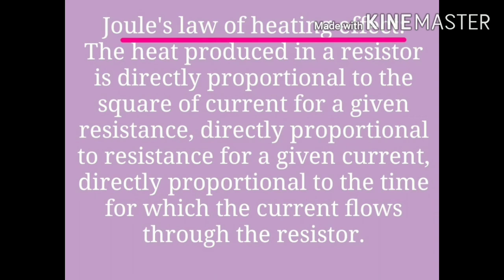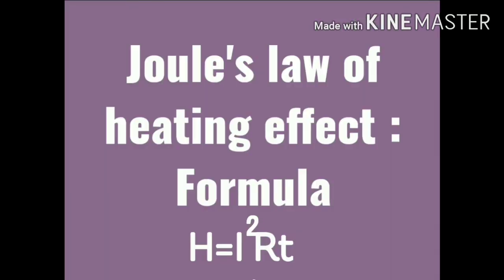Directly proportional to the resistance for a given current and directly proportional to the time for which the current flows through the resistor. And the formula is H equals I square RT, where I stands for current, R stands for resistance, T stands for time for which the current flows through the resistor. That is H equals I square RT.